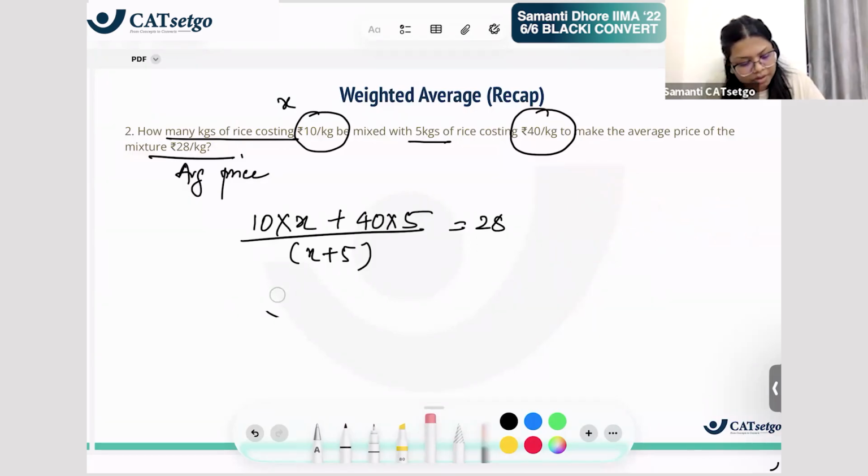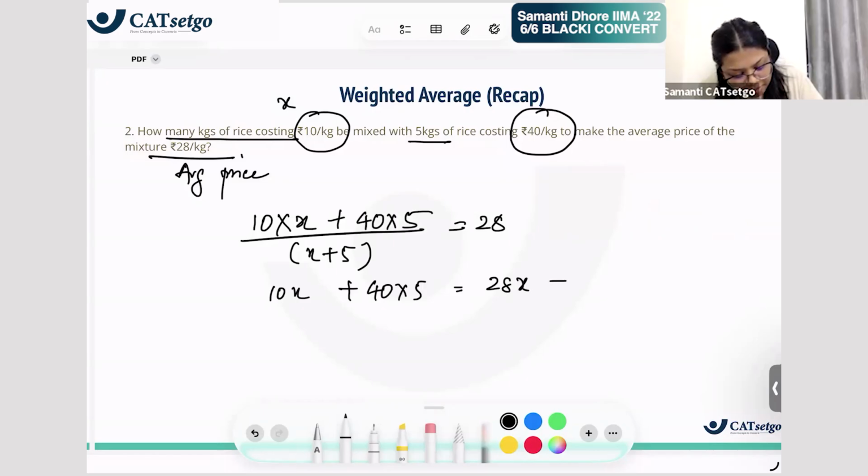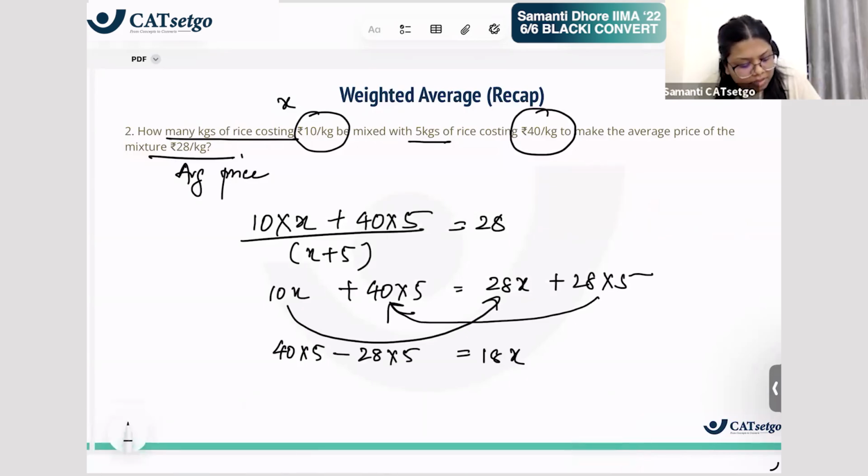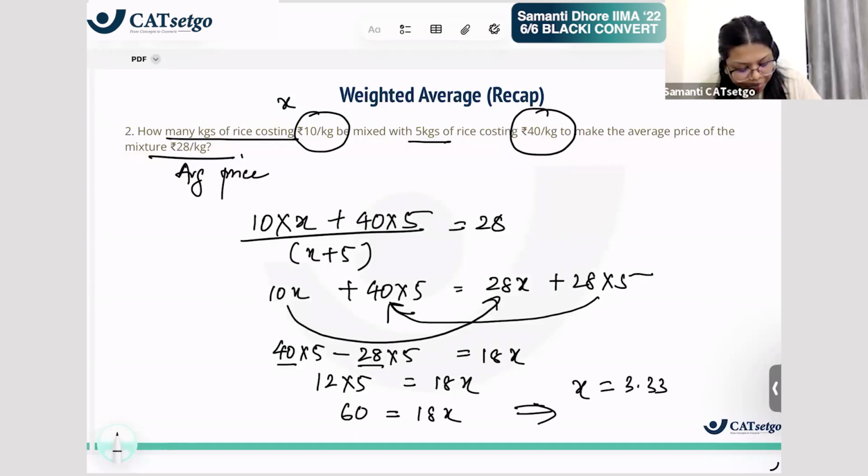The second way to solve it: instead of simplifying, we can write 10x plus 40 into 5 is equal to 28x plus 28 into 5. And then what we can do is connect these two. We can take the 10x here and this here, so this becomes 40 into 5 minus 28 into 5 is equal to 18x. And if you notice, this is basically 40 minus 28. 40 minus 28 is 12, into 5, which is 18x. So 60 is equal to 18x. From here also the answer will be x is equal to 3.33 kg, right? So this is your answer.